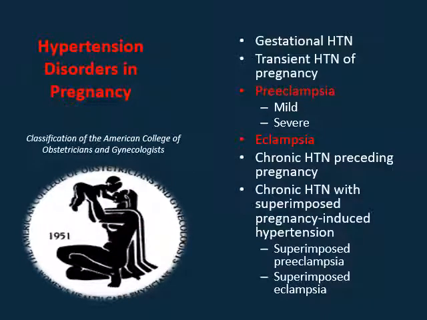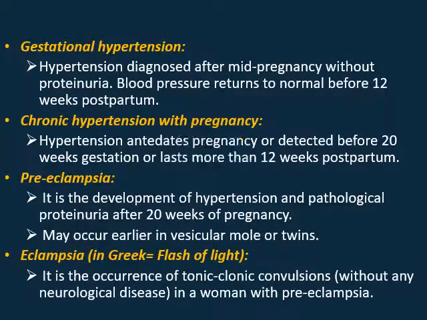Hypertension disorder in pregnancy, according to the classification of the American College of Obstetricians and Gynecologists, include gestational hypertension, transient hypertension of pregnancy, preeclampsia-eclampsia syndrome, chronic hypertension preceding pregnancy, chronic hypertension with superimposed pregnancy-induced hypertension, superimposed preeclampsia, superimposed eclampsia. This slide demonstrates the definitions of the different types of hypertensive disorders during pregnancy.